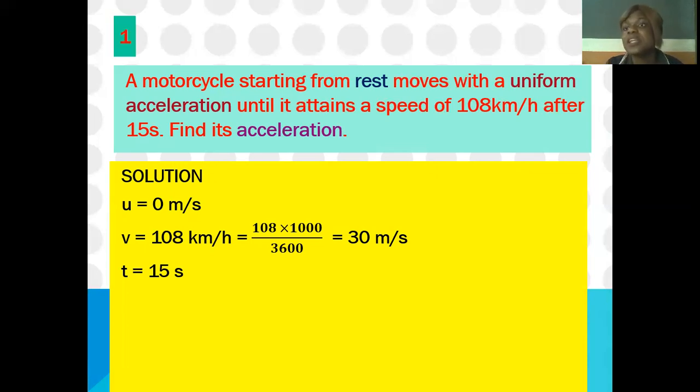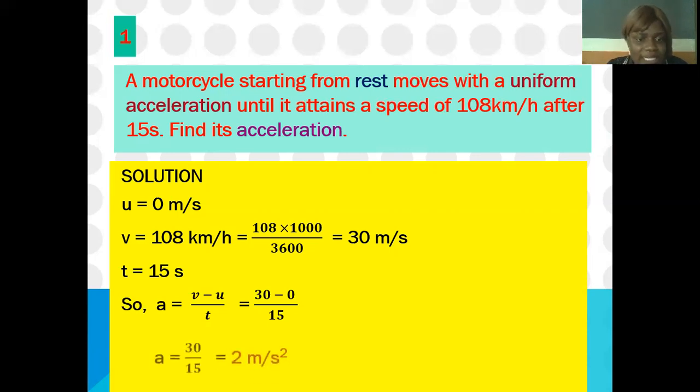We talked about the formula for acceleration before, so I'm going to remind you. Remember that acceleration a is v minus u over t. So let's substitute our values. We have 30 minus 0 over 15. It's as simple as that. Just take it easy and try to take it one step at a time. So 30 minus 0 is 30. So 30 divided by 15 is 2 meters per second squared.